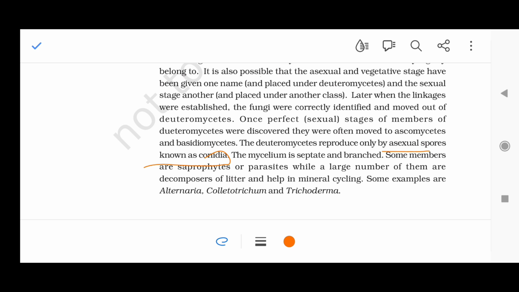The mycelium is septate and branched. Some members are saprophytes or parasites, while a large number of them are decomposers of litter and help in mineral cycling. So mostly the fungi in this group are decomposers and help in mineral cycling. Some examples are Alternaria, Colletotrichum and Trichoderma.